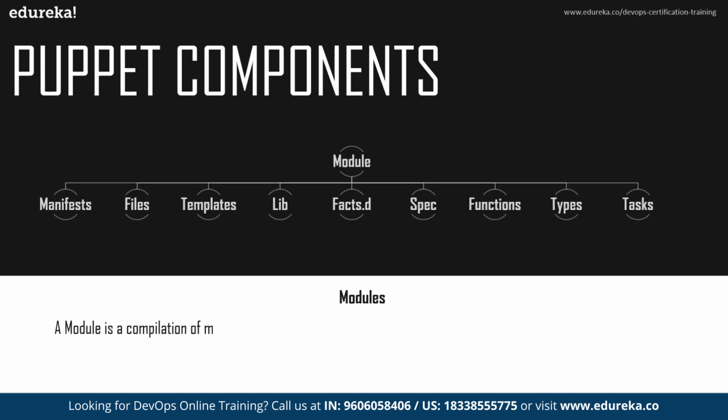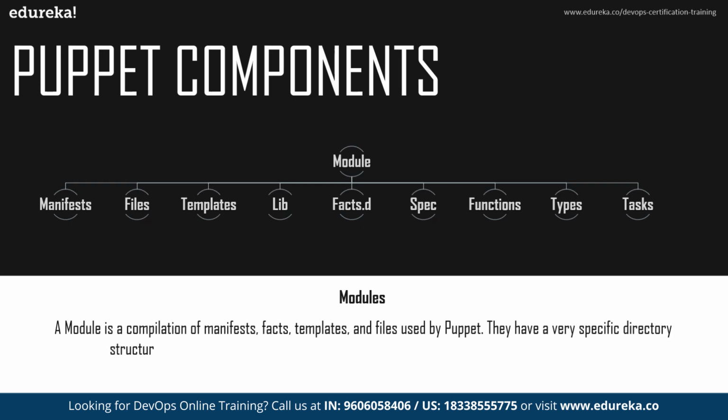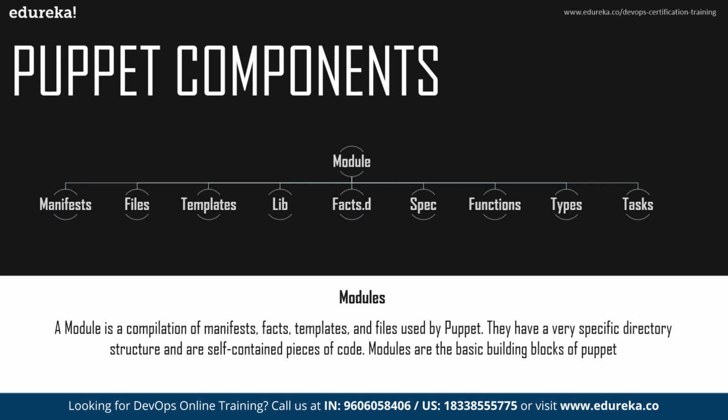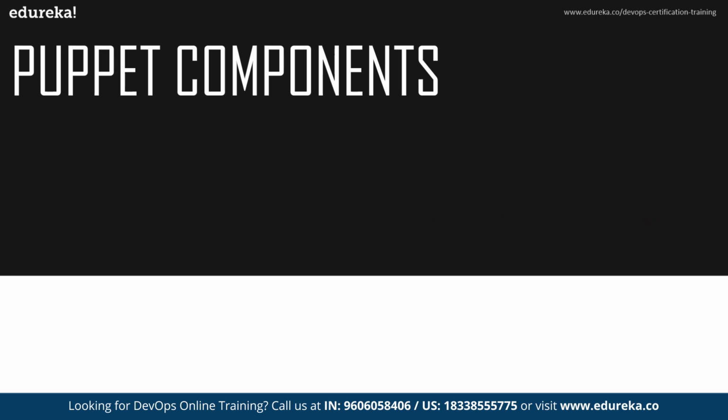Next, you have a module. Now, Puppet module is a collection of manifests and data such as your facts, files, templates, etc. And they have a specific directory structure. Modules are used for organizing your Puppet code because they allow you to split your code into multiple manifests. Hence, they are also known as self-contained bundles of code and data. Now, the next component of Puppet is a resource.